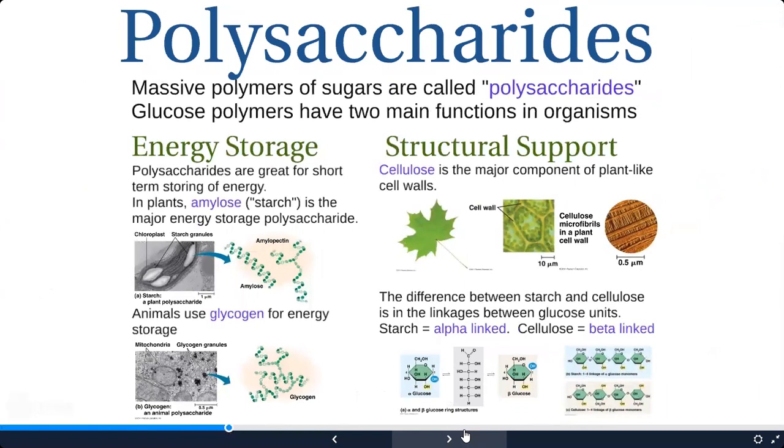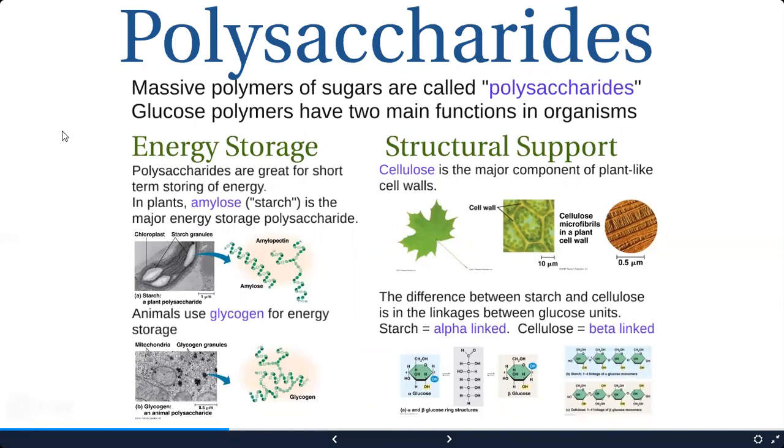Our third category here are the polysaccharides. So these are the many sugars all covalently bonded together. The polysaccharides, organisms can use them for either energy storage or structural support. Okay, so for energy storage, you will need to know all of these names for your exams.